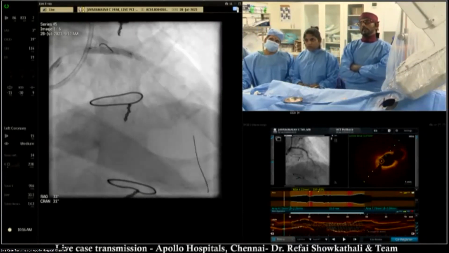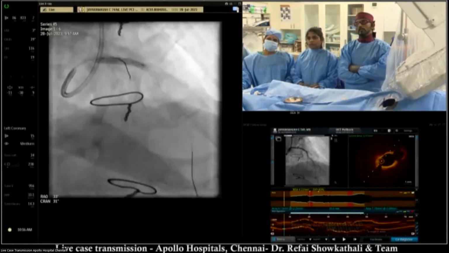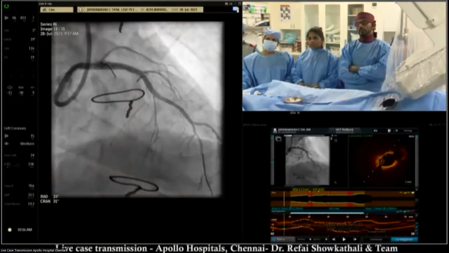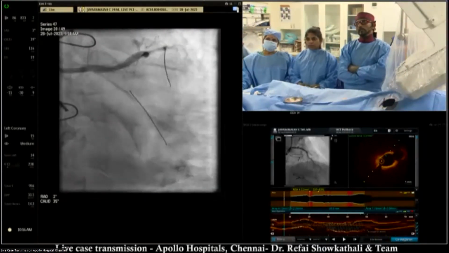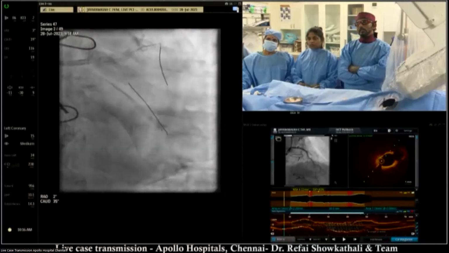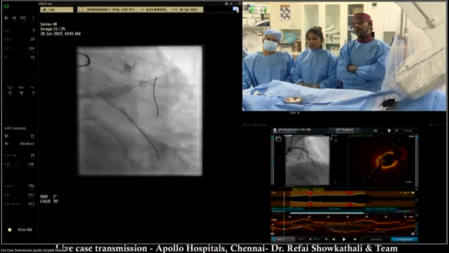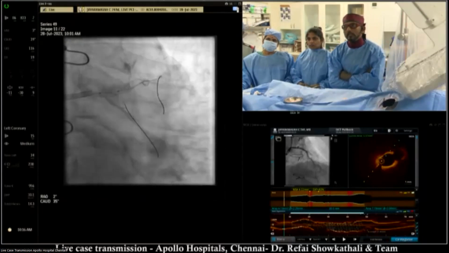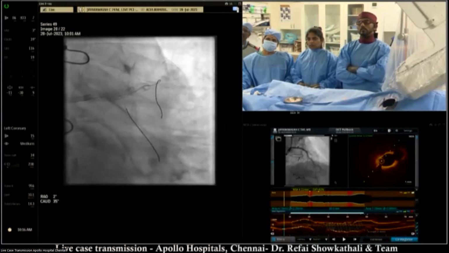So then what we did is we used a 3.5 balloon to post dilate. Then we did an OCT run. In the meantime, we recrossed the wires, and used, this is a pod balloon, 4 millimeter pod balloon at 12-14 atmospheres.